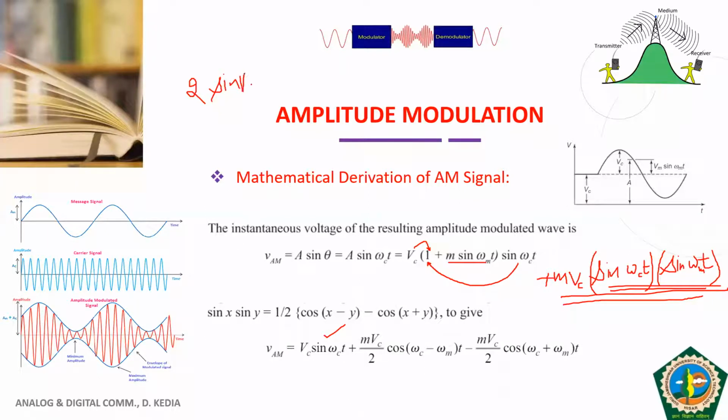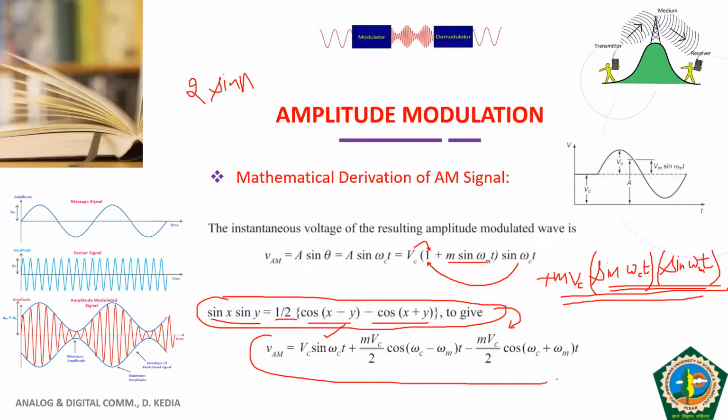I have shown it here. Sine x sine y is equal to 1 by 2 [cos of x minus y minus cos of x plus y]. If you apply this identity, you get m Vc by 2 cosine of (omega c minus omega m)t minus m Vc by 2 cosine of (omega c plus omega m)t. This is the same expression that we have seen here, but a bit more elaborated. This expression is also very important. We will talk about it later, but memorize that there are three terms. In the first term, we have omega c, the carrier frequency. In the second term, we have omega c minus omega m, meaning something less than the carrier. Something has been subtracted from the carrier.